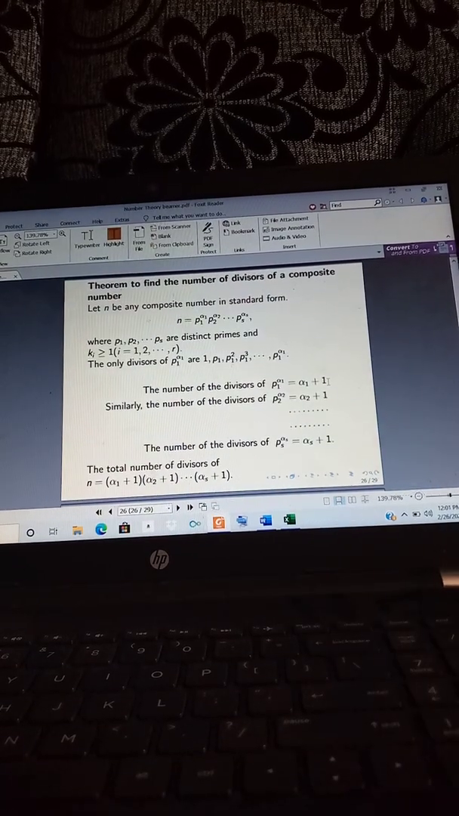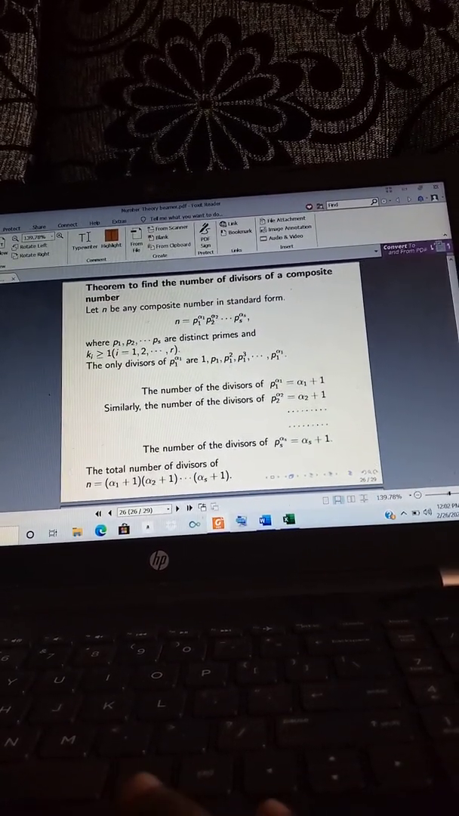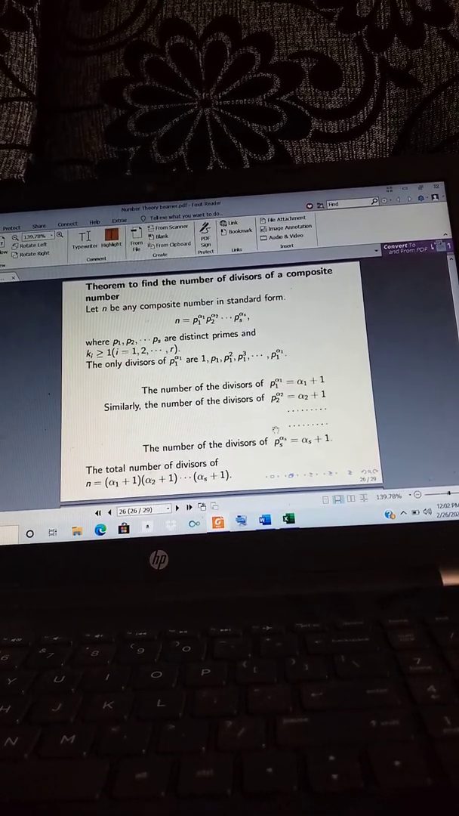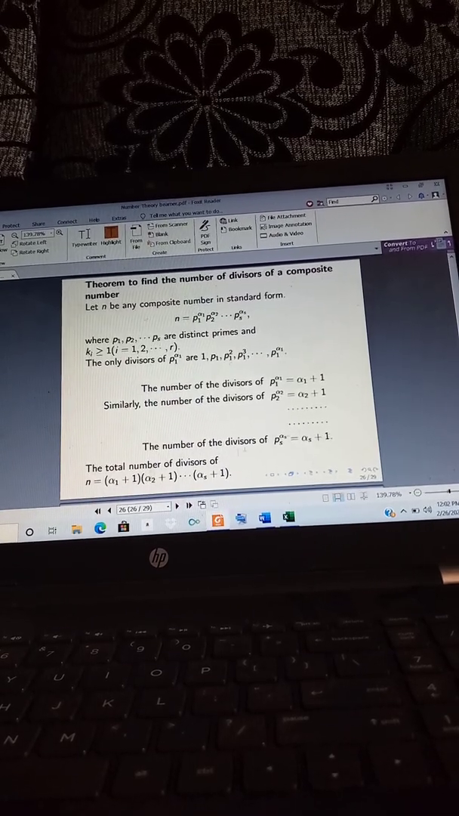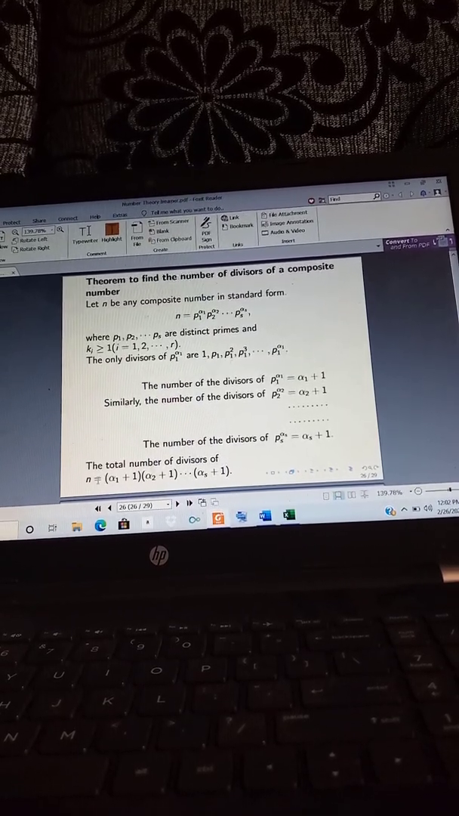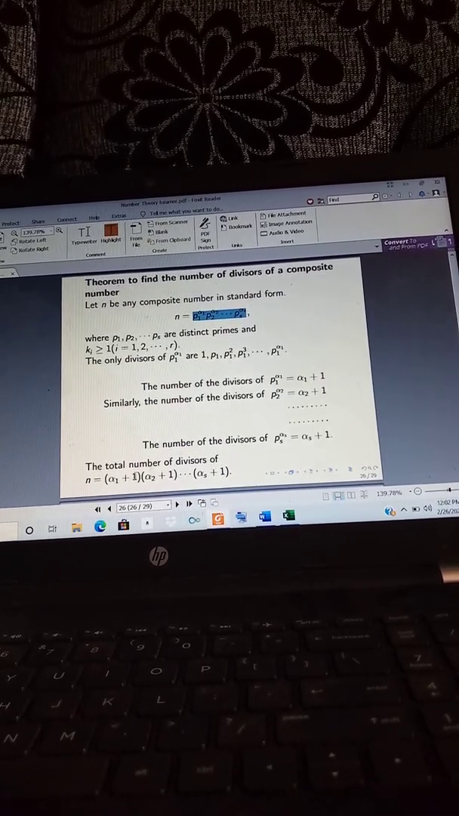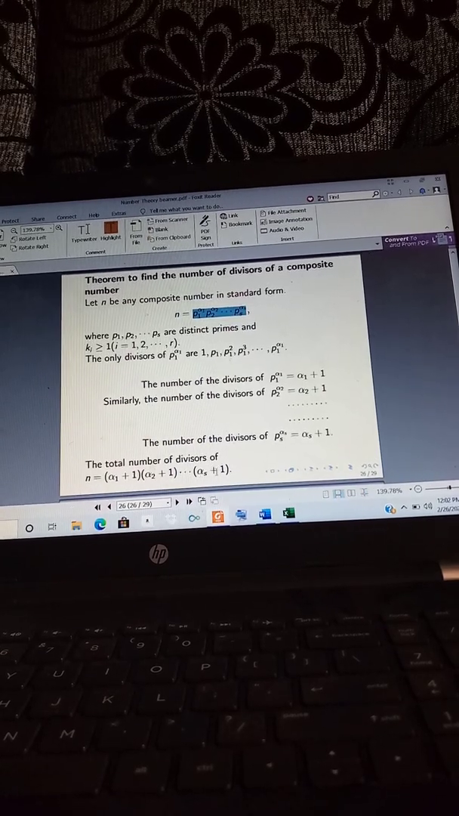So for 2 raised to power 5, that's 5 plus 1. Similarly for p2 raised to power alpha 2, we are going to have alpha 2 plus 1, and up to ps raised to power alpha s, it will be alpha s plus 1. So the total number of divisors of an integer n written in standard form will be alpha 1 plus 1 multiplied by alpha 2 plus 1 multiplied by up to alpha s plus 1.